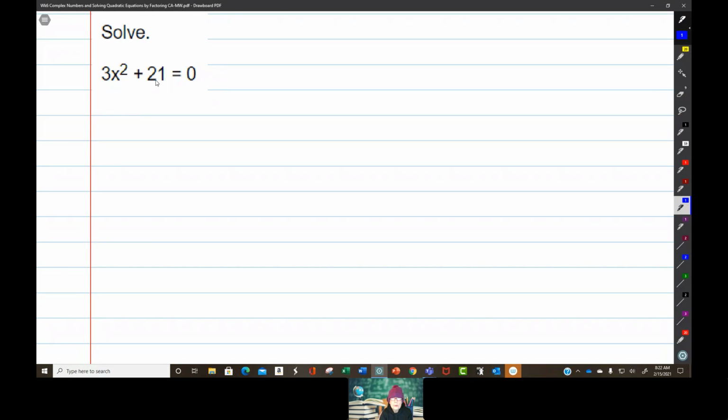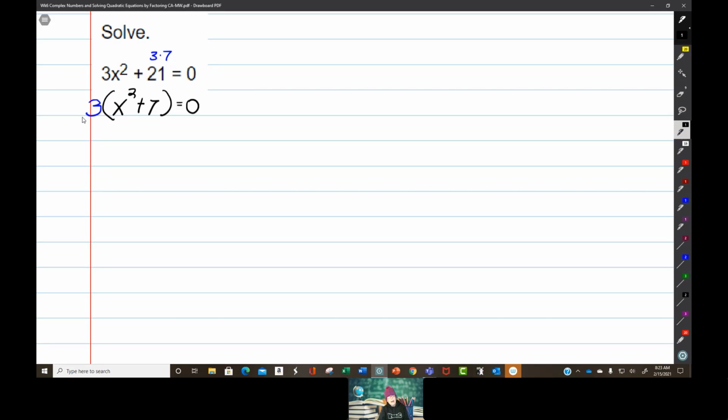All right, here is a quadratic binomial. And each of these terms contains a 3. 21 is 3 times 7. So we'll pull out the 3 GCF. And we'll have x squared plus 7, because 3 was our GCF, and there it is right there.